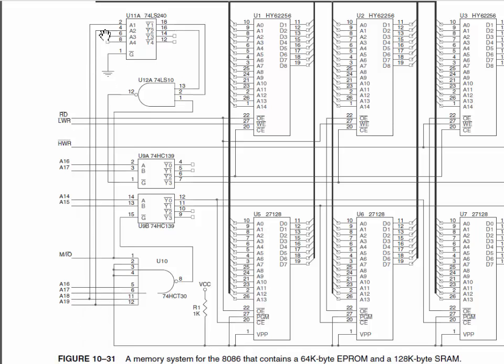A18 goes into A1. We can ignore this chip in terms of memory decoding. Let me just point that out right now. We can ignore this LS240. All it is is a buffer. It has no bearing on the logic. So looking at the input of this 3-input NAND gate, the output will be low if and only if all 3 inputs are high.